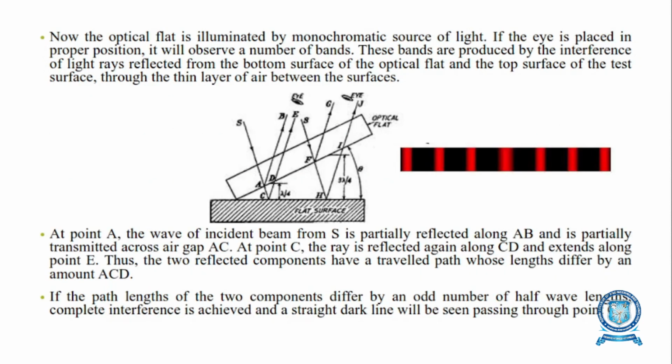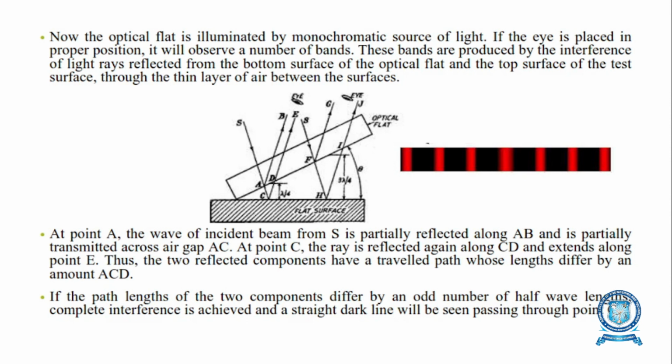So the optical flat is illuminated by a monochromatic source of light. If the eye is placed in the proper position, it will observe a number of bands. These bands are produced by the interference of light rays reflected from the bottom surface of the optical flat and the top surface of the test surface through the thin layer of air between the surfaces. At a point A, the wave of the incident beam from S is partially reflected along AB and is partially transmitted across the air gap AC. At point C, the ray is reflected again along CD and extends along point E.